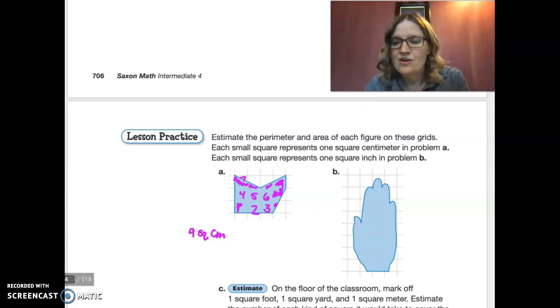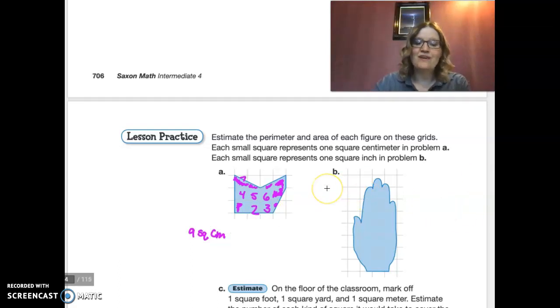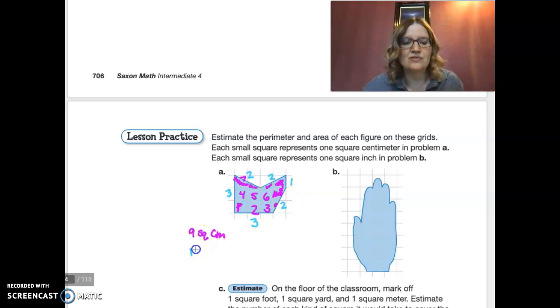Using a different color, I'm going to figure out the perimeter like they ask. 1, 2, 3, that's 3 right here. 1, 2, 3, 3 right here. This looks like it's about 2. This is 1, 1, 2, this looks like about 2, and this looks like about 2. Hopefully we got this. So I'm going to add 2, 4, 6, plus 12. I am getting 13 centimeters as our perimeter.